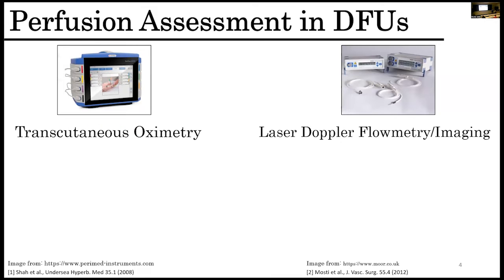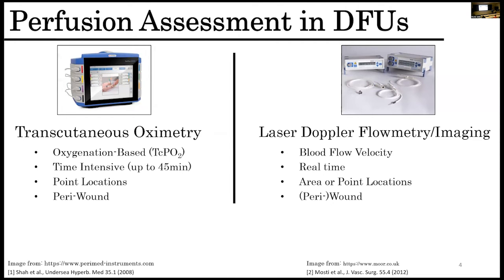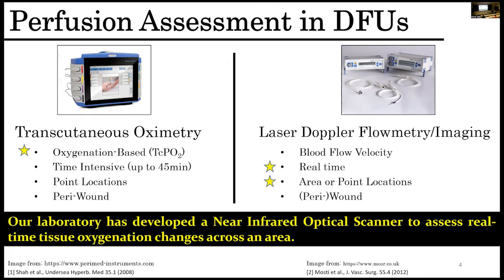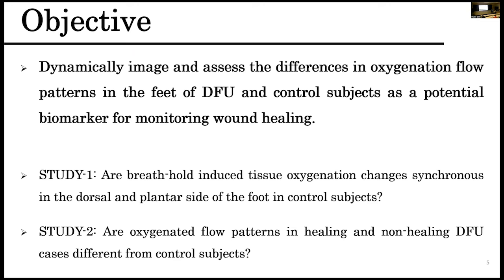Now, 2 modalities have commonly been used to assess perfusion in DFUs: transcutaneous oximetry and laser Doppler flowmetry/imaging. Transcutaneous oximetry is oxygenation-based, but can be time-intensive and can only assess discrete point locations in the peri-wound. Laser Doppler-based techniques can provide real-time area assessments of perfusion, but only in terms of blood flow velocity, not oxygenation. Hence, real-time area assessments of oxygenation can provide additional insight into the oxygenated flow of DFUs. In our laboratory, we have developed a near-infrared optical scanner to assess real-time tissue oxygenation changes across an area.